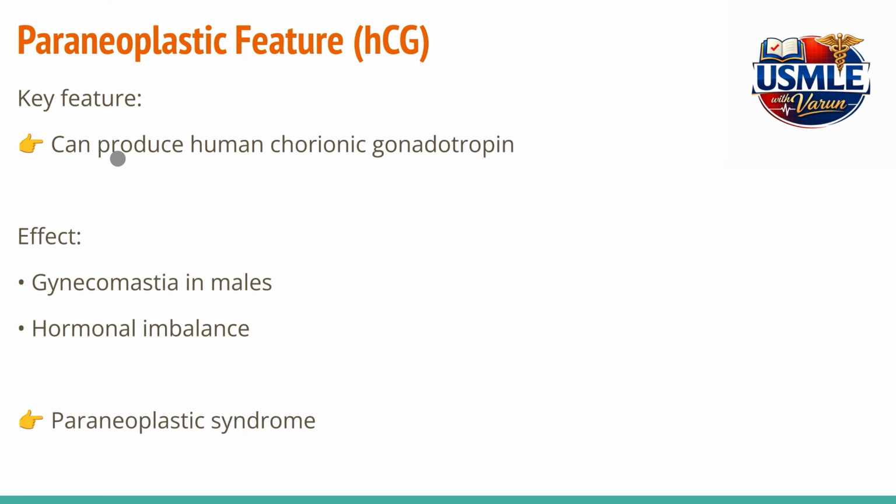One of the most important associations with large cell carcinoma is the production of human chorionic gonadotropin. This hormone can lead to gynecomastia in male patients. So, if a male presents with breast enlargement along with a lung mass, large cell carcinoma should be considered. This is another example of a paraneoplastic syndrome where the tumor produces hormones that affect distant organs.